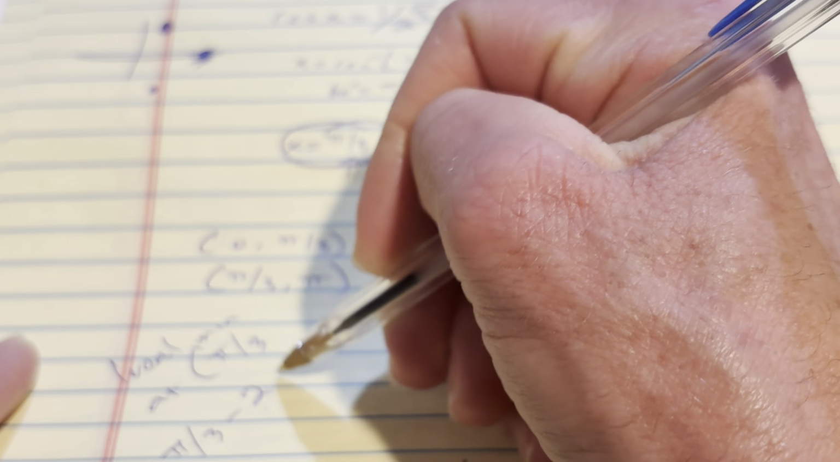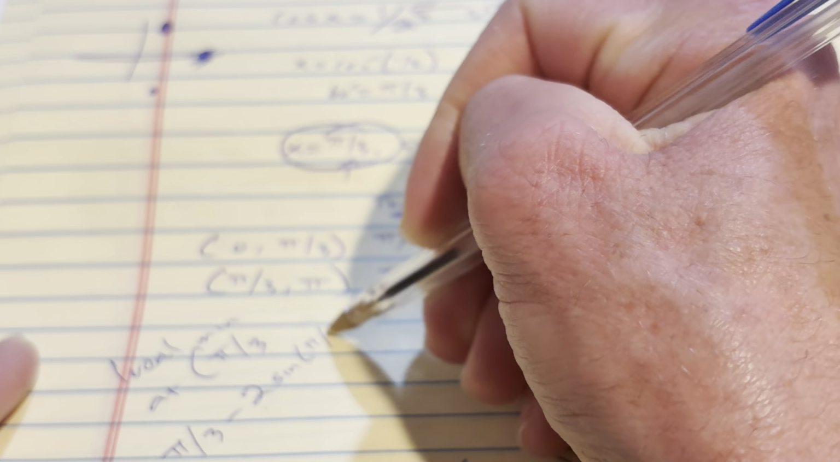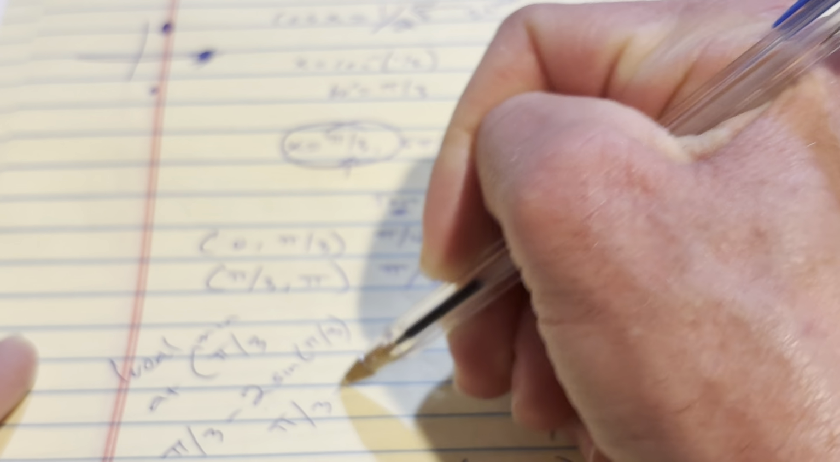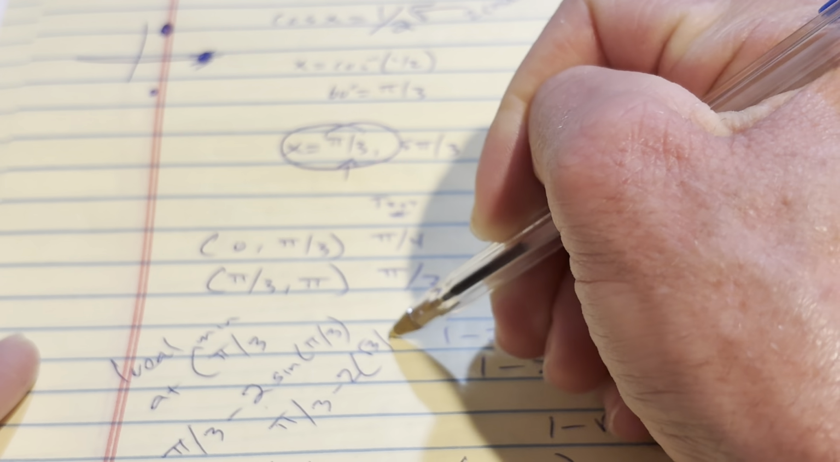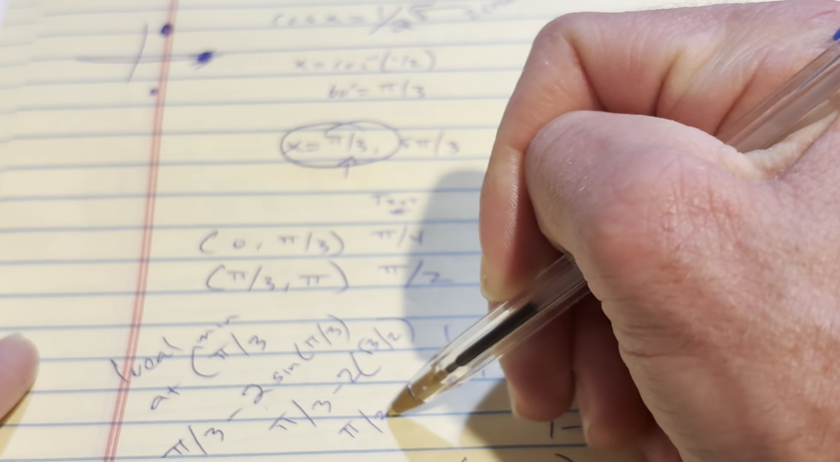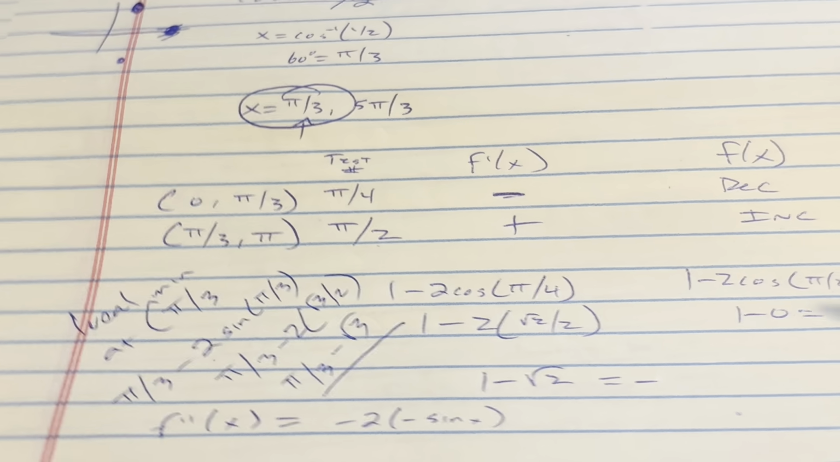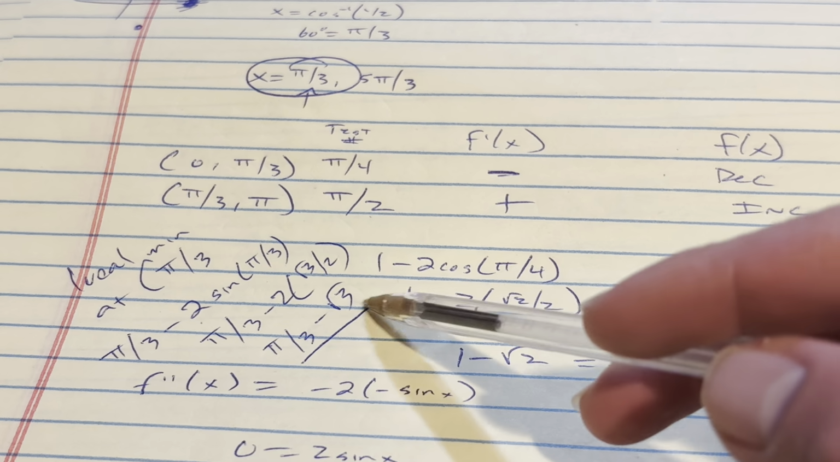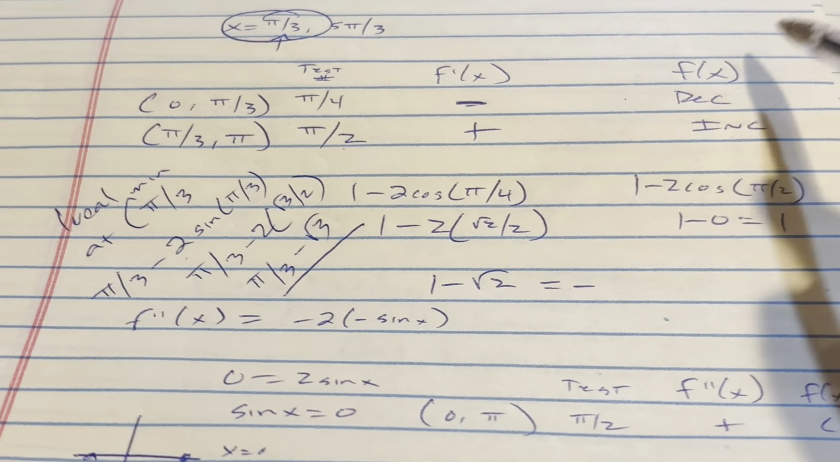All right, so we're going to try this. It's going to be pi thirds minus 2 sine pi thirds. So pi thirds minus 2 root 3 over 2. So it's going to be pi thirds minus root 3, which is not a great answer, but that's your y value. All right, what's the second derivative?